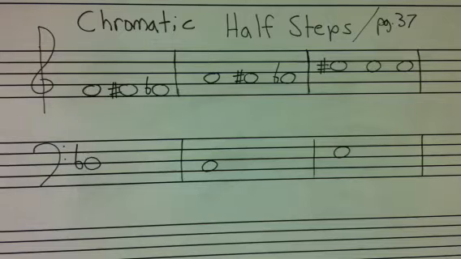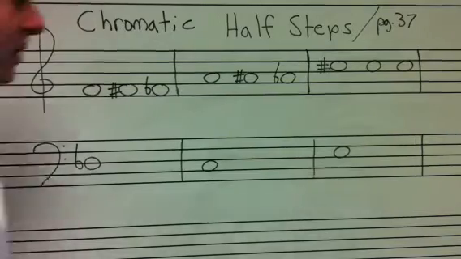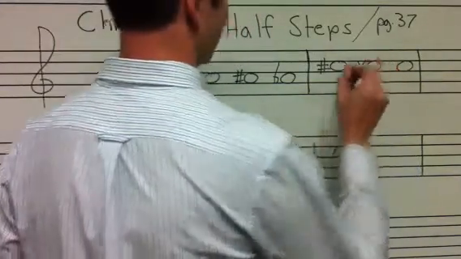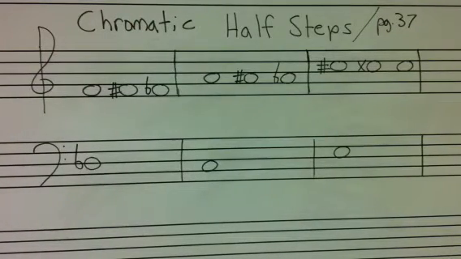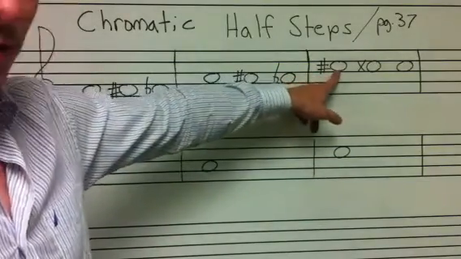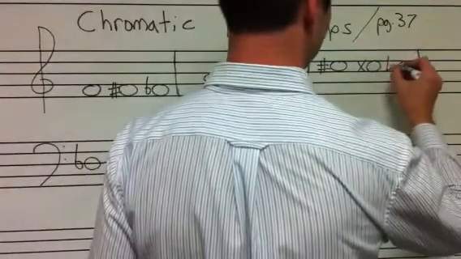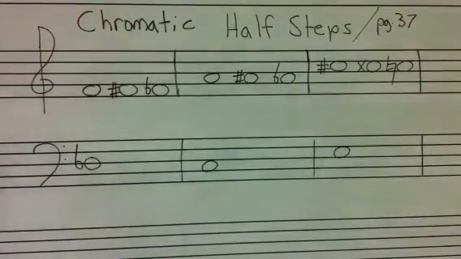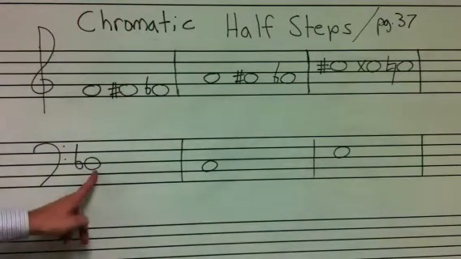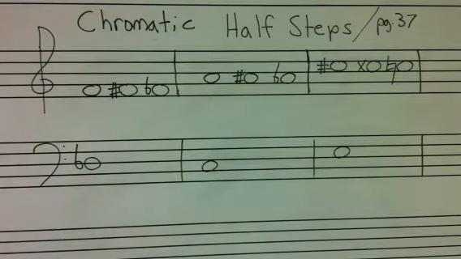What kind of C is a half step higher than C sharp? And your answer will be C double sharp. C double sharp is a half step higher than C sharp. And what kind of C is a half step lower than C sharp? Your answer should be C natural. And there you go.